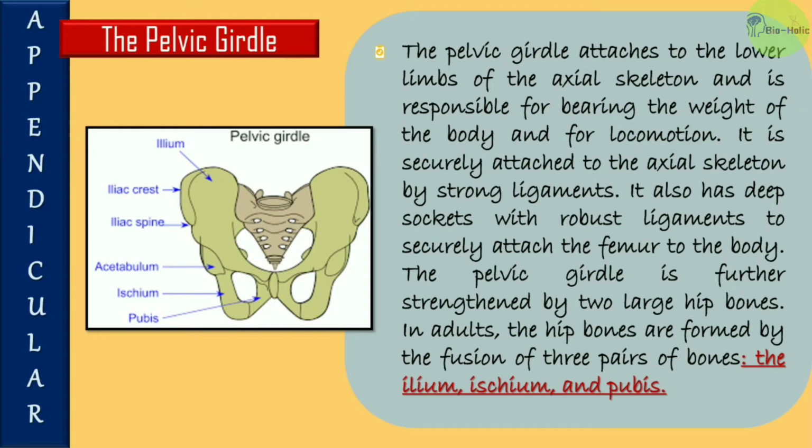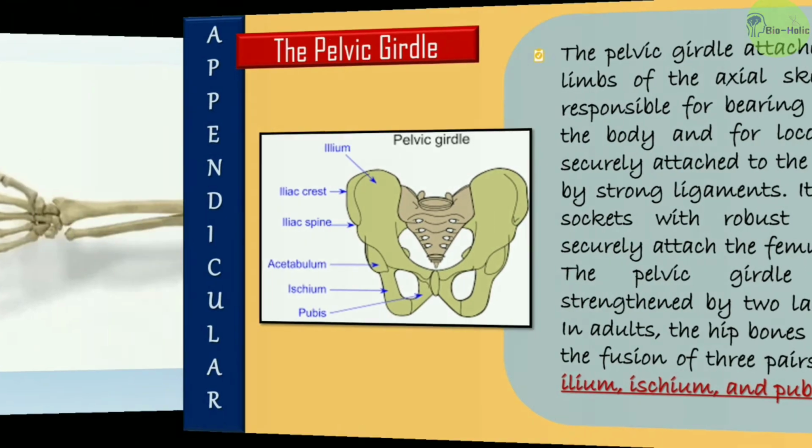It also has deep sockets with robust ligaments to securely attach the femur to the body. The pelvic girdle is further strengthened by 2 large hip bones. In adults, the hip bones are formed by the fusion of 3 pairs of bones, the ilium, ischium and the pubis. So the pelvic girdle is present at our hip area.